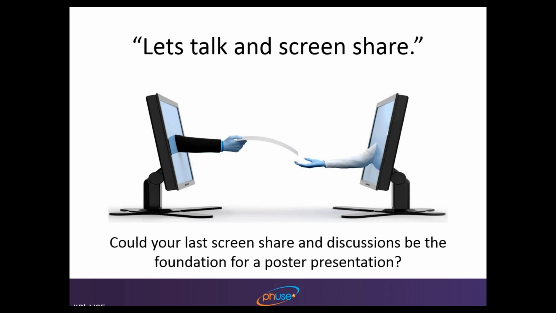So this is a slide that I like. This is something that I find myself saying a lot in my role. Let's talk and screen share. For me, it's the easiest way to save my fingers from writing a very long email or spending a long time reading something and understanding something, and that's why I guess I'm a big ambassador of the posters.